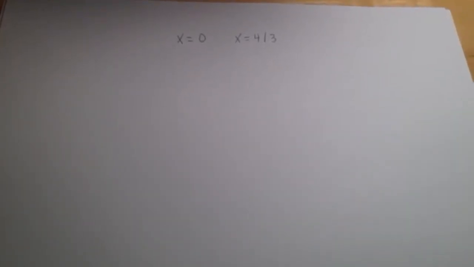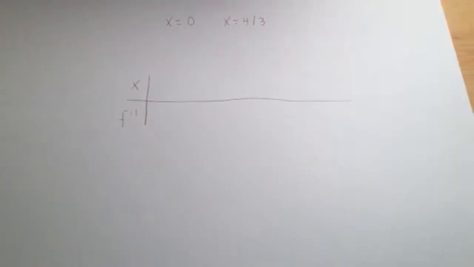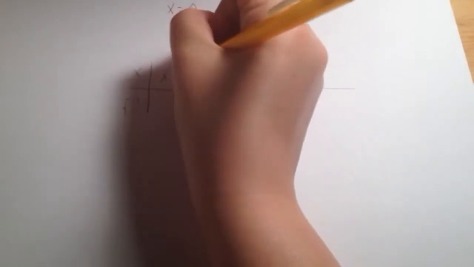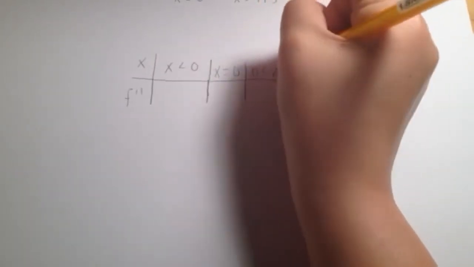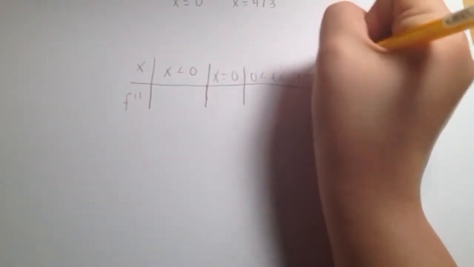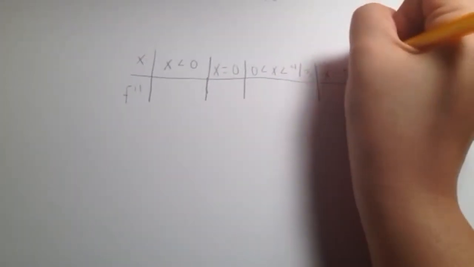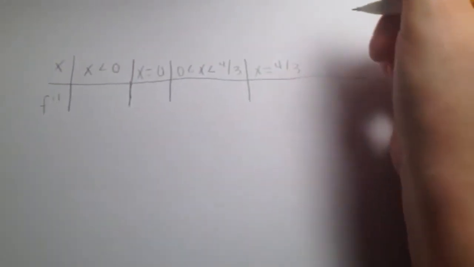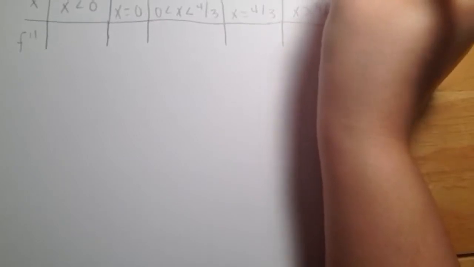Now that we found the x values, we can set up our derivative sign chart. We'll put the x on top and the second derivative on the bottom. Using our x values, we set up x less than 0, x equals 0, 0 less than x less than 4/3, x equals 4/3, and x greater than 4/3.